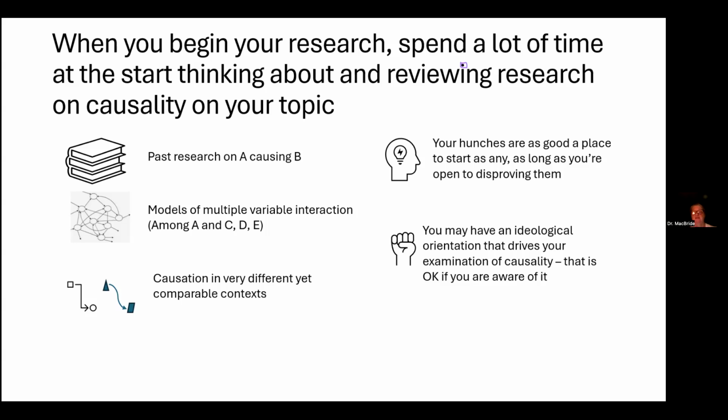Another area to think about causality in is your hunches. You may have a sense that there's a causal mechanism, or A is causing B, and that's perfectly fine to begin with. That is going to be a bias that you're coming in with, or an untested assumption, but it's fine. It's as good as any other kind of idea that you may want to test.